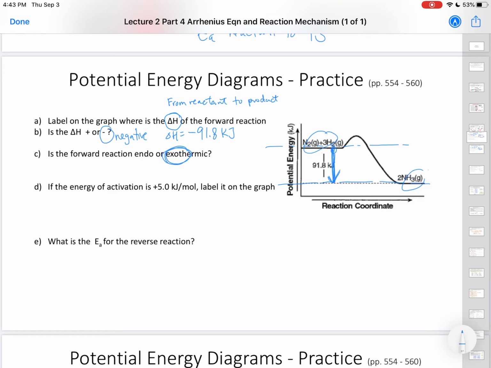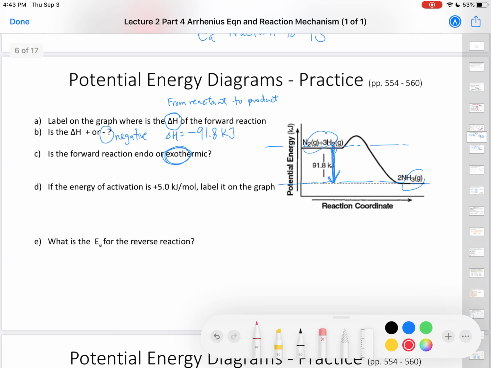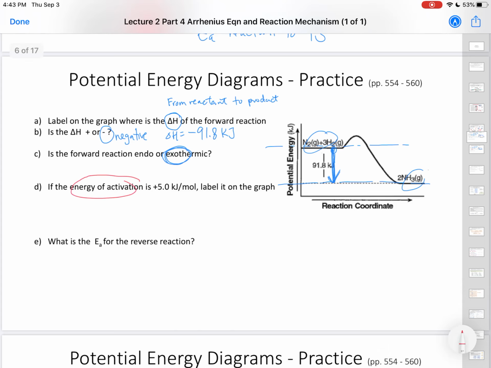Okay? If the energy of activation is 5 kilojoules, let's label it on the graph. So remember, the energy of activation, or the E of A, is always from the reactant to the transition state, the top of the hill. So that's here. The transition state is here, right? So we're going from the reactant to the transition state.